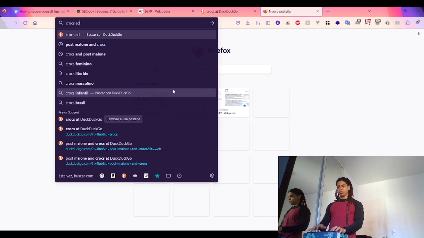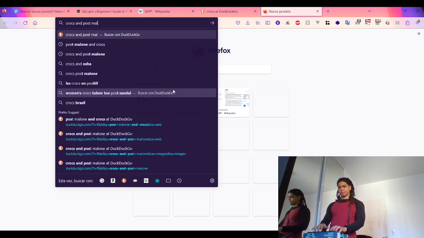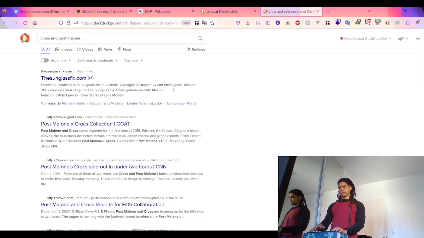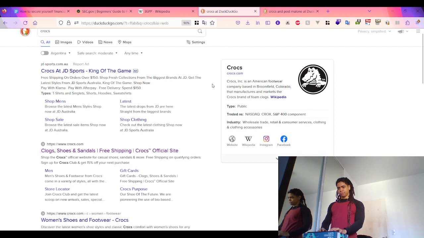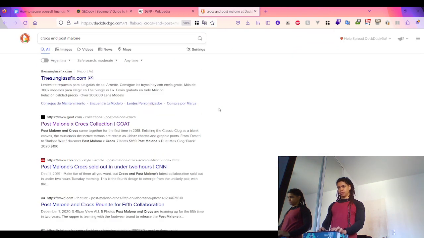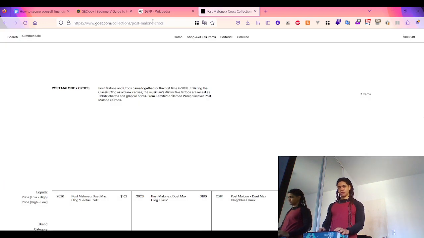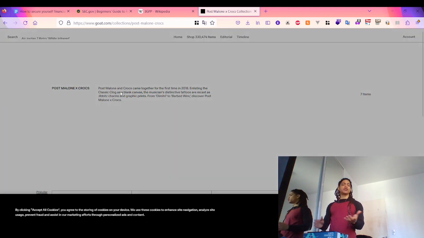Crocs and Post Malone. So they launched this collection here. You see gold and collections of Post Malone Crocs. This is a joint venture, a good example of that.